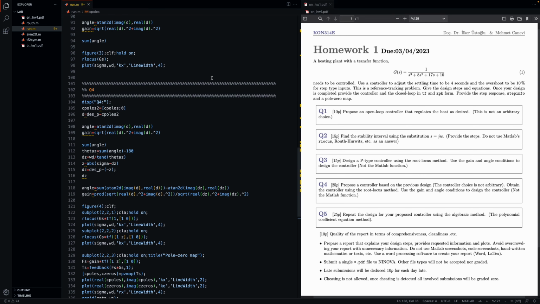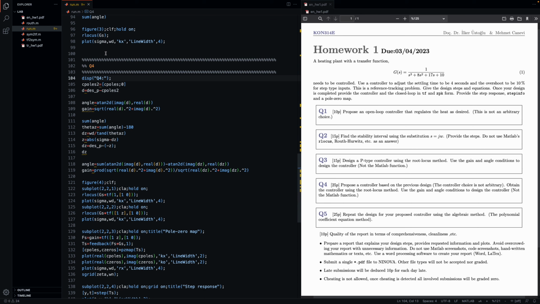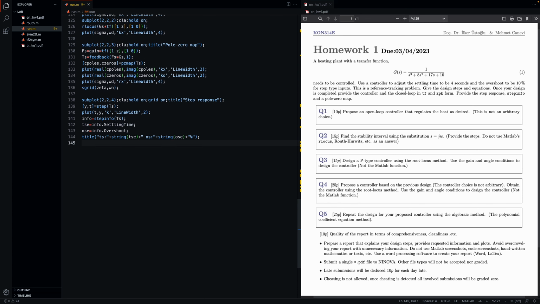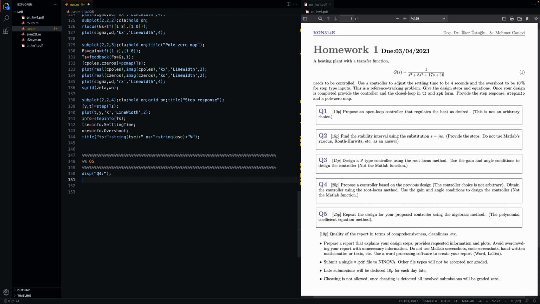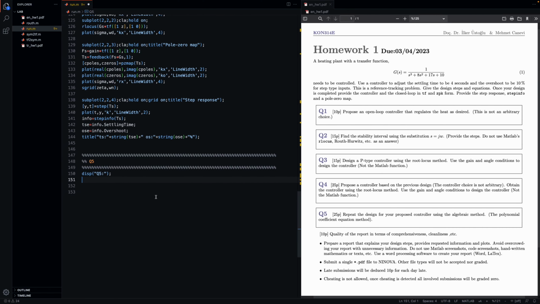So let's actually move on to Q5, which is the last question, but which is kind of repeating Q4, because we're going to design the same controller, but using the algebraic method. So let's do that. Now, if we are going to design this, we sort of have already PDS as far as I remember. Yep. So we need to work our way out.